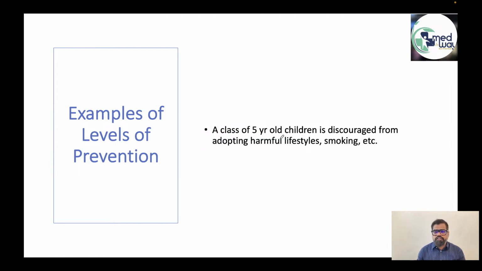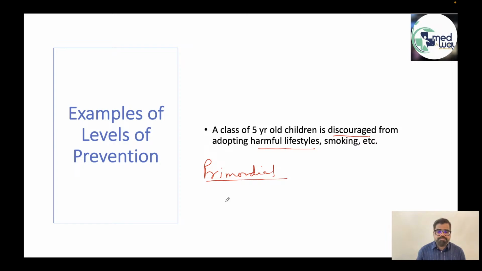Now, a class of 5th standard children is discouraged from adopting a harmful lifestyle. I go to a 5th standard school and I say, don't smoke, smoking is not good for health. I talk about harmful lifestyle. So what level of prevention is this? This is primordial.